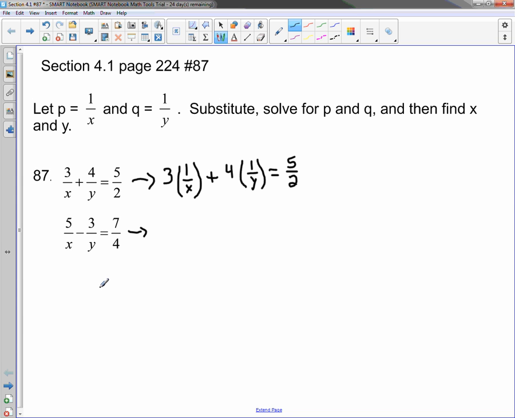Alright, hopefully you've had an opportunity to try that. This time there's a 5 on top, so I'm going to take the 5 out, and that's going to leave me with 1 over X. And my second one, notice that there was a negative, so make sure you have a minus 3 that you removed out. And that's 1 over Y. And we're left with 7 over 4.